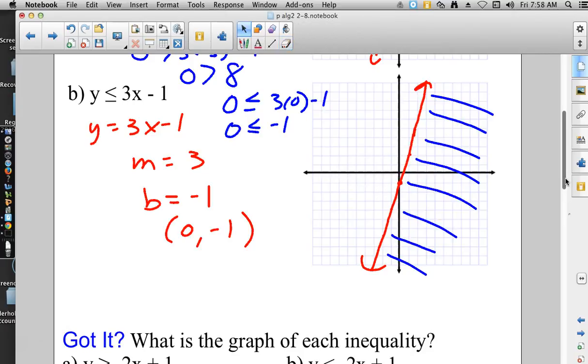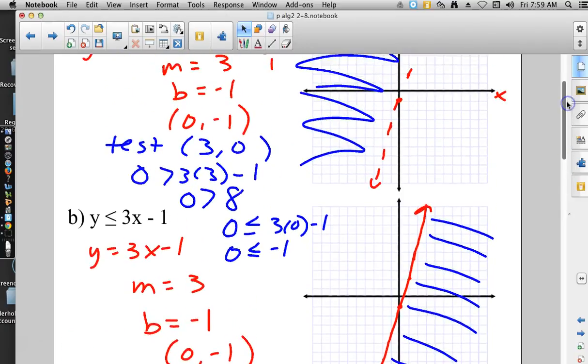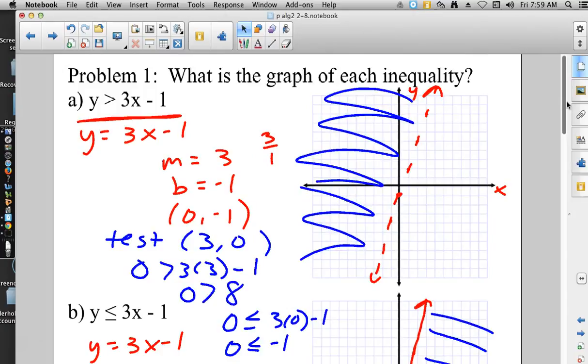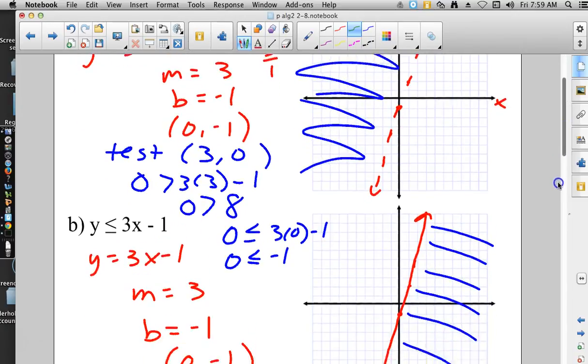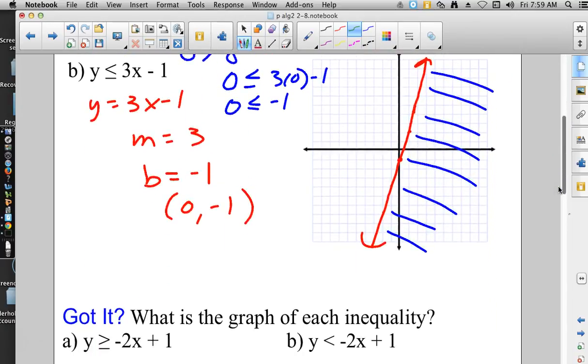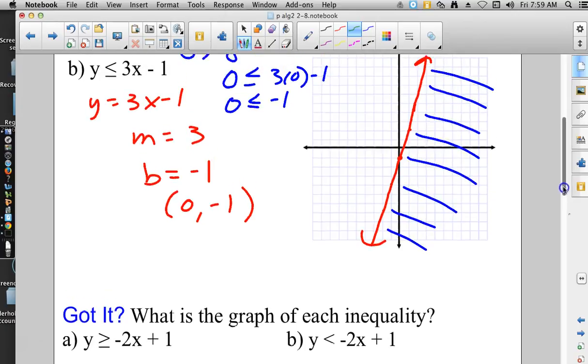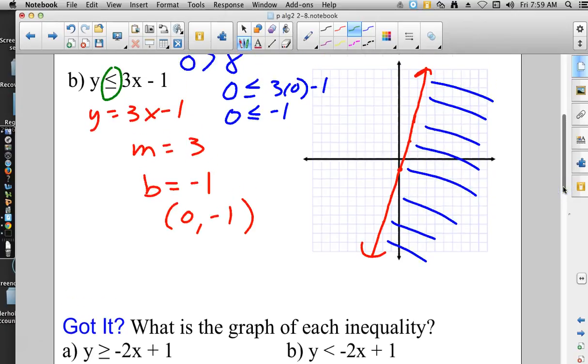Wait a minute. Maybe there's a shortcut in here that we can see. Y is greater than 3x minus 1, and we shaded above the line. Y is less than or equal to 3x minus 1, and we shaded below the line.